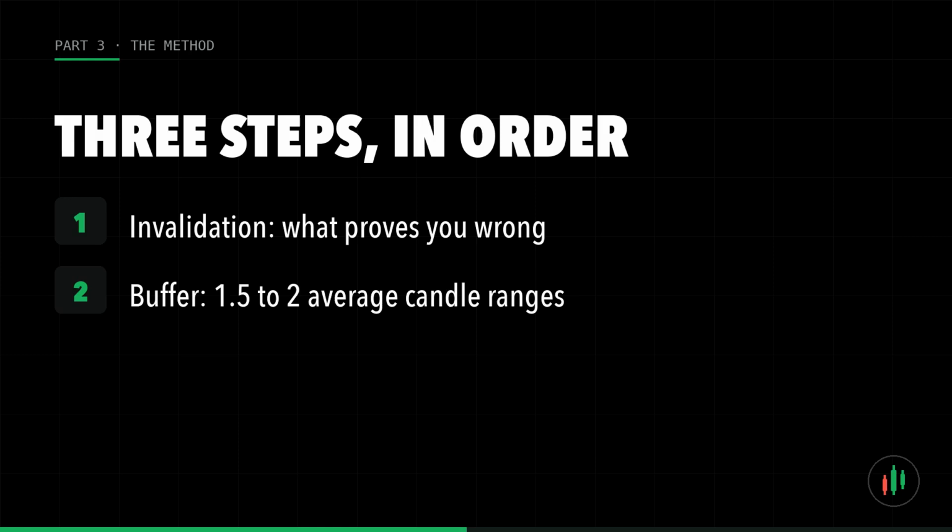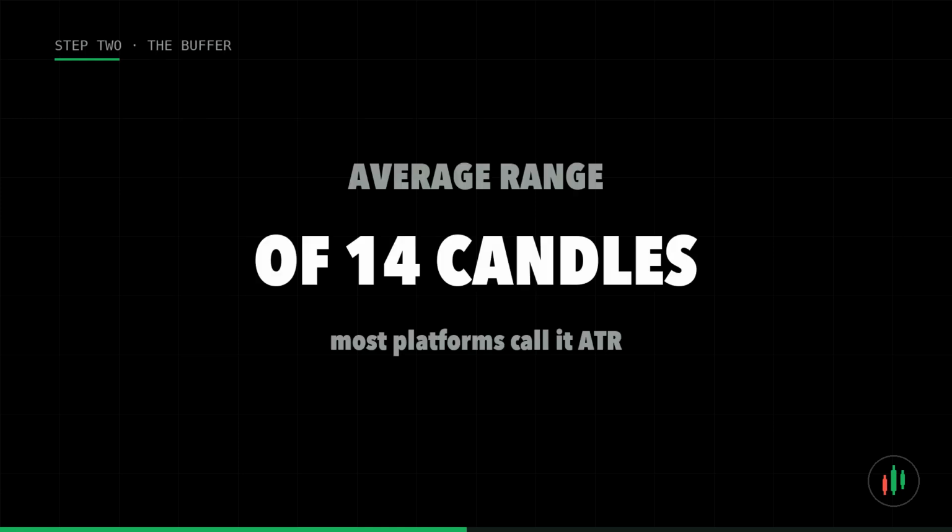Step 2. Add the volatility buffer. Take the average range of the last 14 candles on the time frame you are trading. Most platforms have this built in, and it is called ATR. Put the stop 1.5 to 2 of those beyond your level. And I want to show you where that number comes from, because plenty of people are taught one range, and one range is not enough.